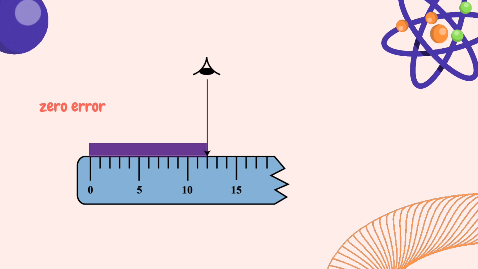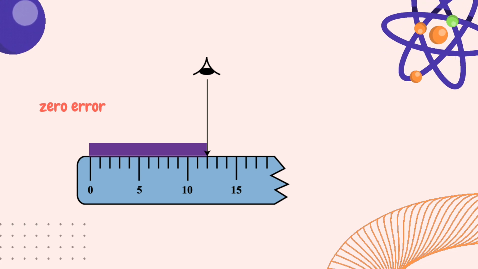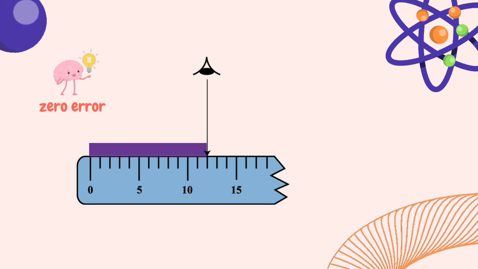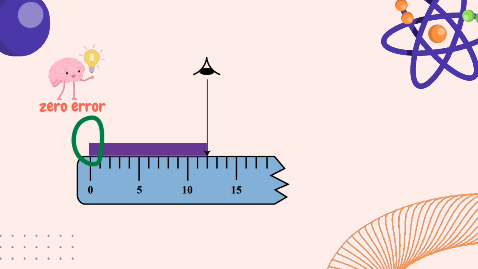1. Zero error. This happens when the object isn't placed at the 0 mark of the tape or rule. A mnemonic: 0 is the hero. Always start from 0, and you'll avoid this problem.